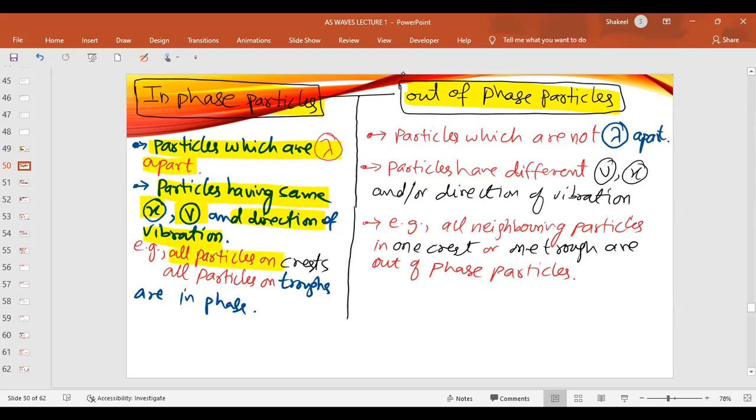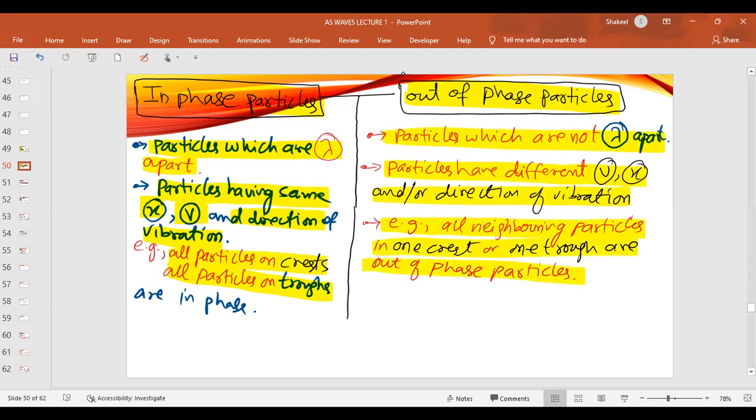For example, all the particles on the crests of the wave, or all the particles on the troughs. So all the particles on the crests of a waveform are in phase. Similarly, all the particles on all the troughs of the same waveform are in phase. Out of phase are the particles which are not lambda apart, and the particles don't have the same speed, displacement, or direction of vibration. All neighboring particles in one crest or in one trough are out-of-phase particles.